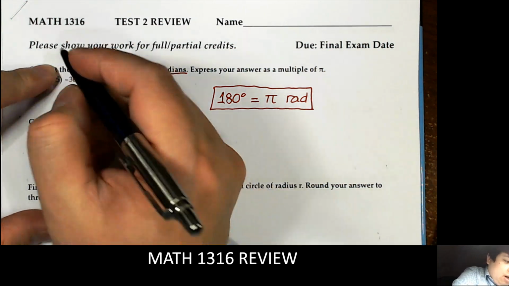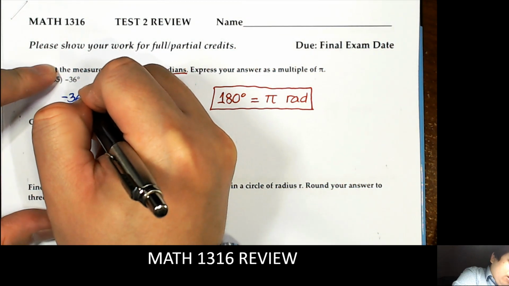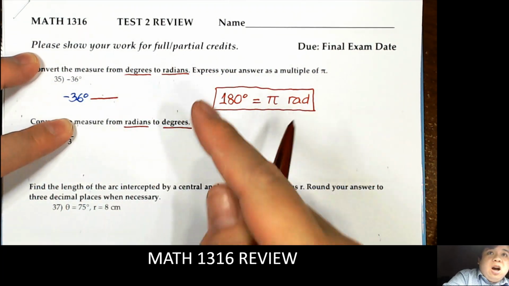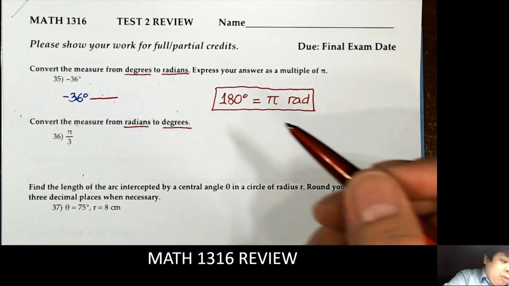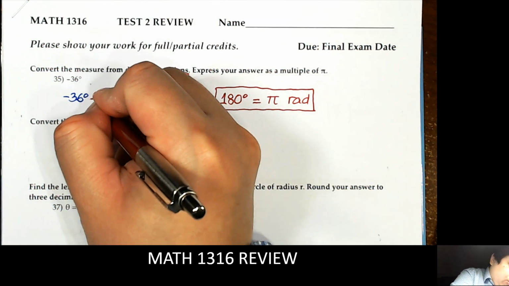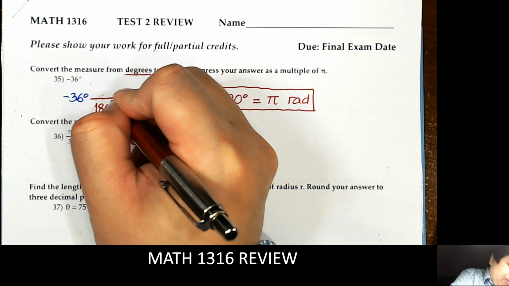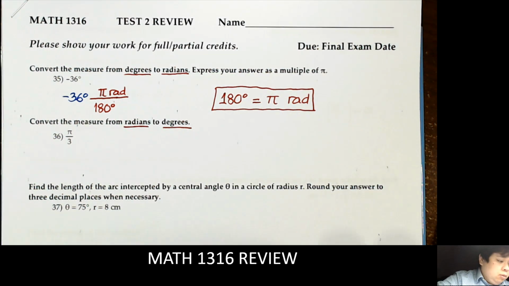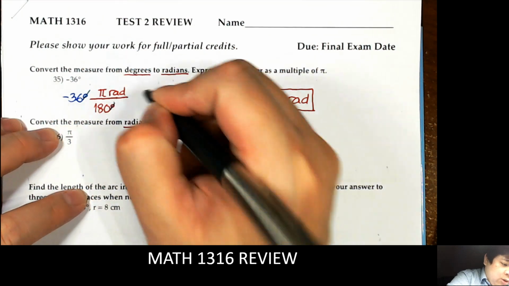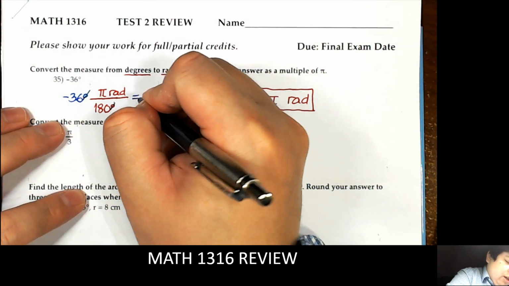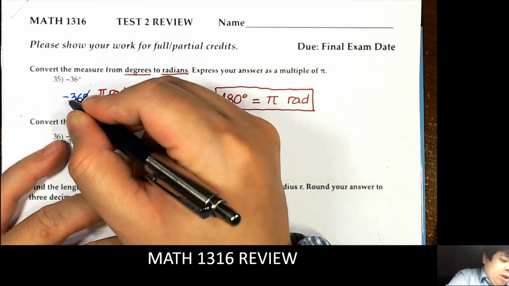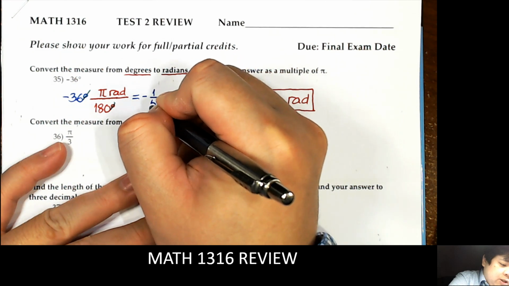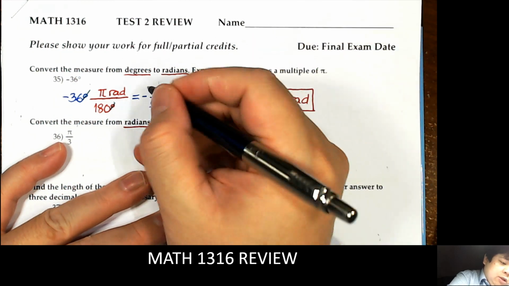So if we have negative 36 degrees, that's where we start. And we don't want degrees anymore. We're going to put one of these on the top, one of them at the bottom. Since we don't want degrees anymore, we will put 180 degrees at the bottom and the pi radians on the top. Degrees and degrees cancel out, and we just have negative 36 divided by 180, that's like negative 1/5 pi radians.